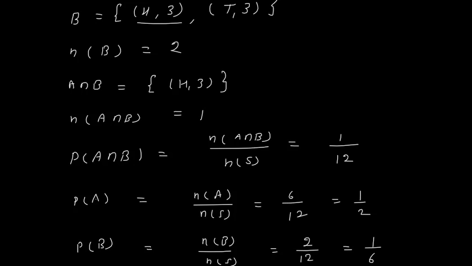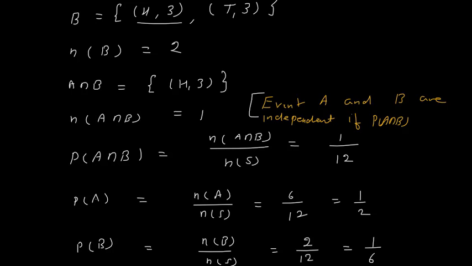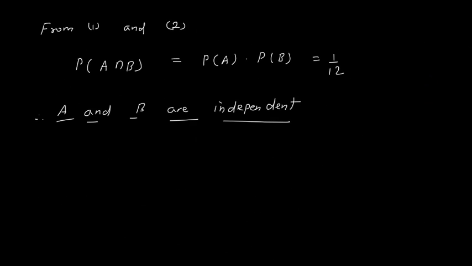So here in between we can say that events A and B are independent if probability of A intersection B is equal to P(A) into P(B). So we mention this statement here and then find out. And finally, when we get P(A intersection B) equals P(A) into P(B), we will say that A and B are independent events.